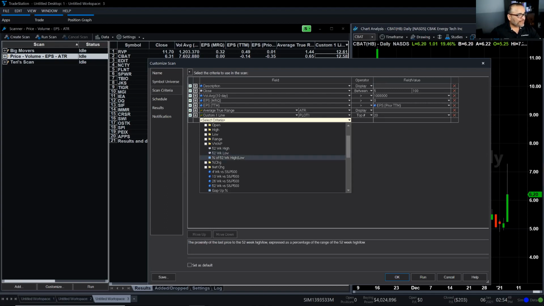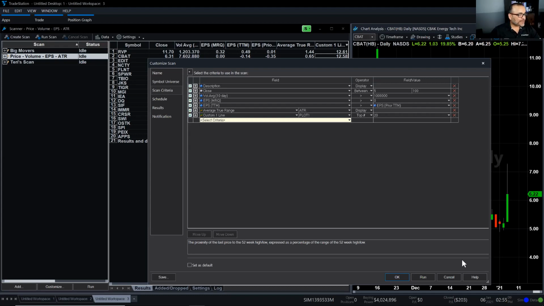Do you have to subscribe for these features? That's a question from Eloise. If you have the TradeStation platform, everything that I showed you is built in. So you do need the TradeStation platform in order to have access to the scanner.